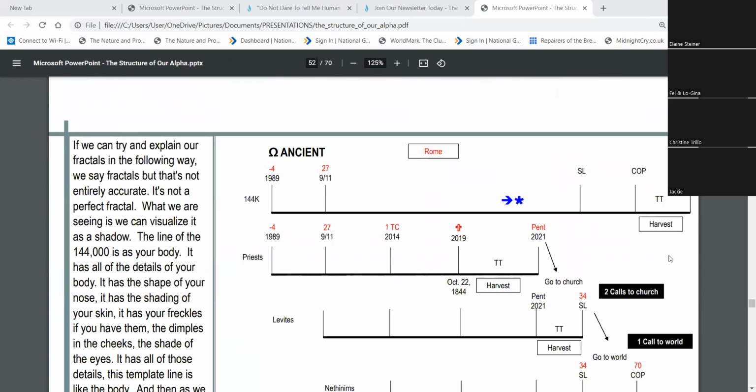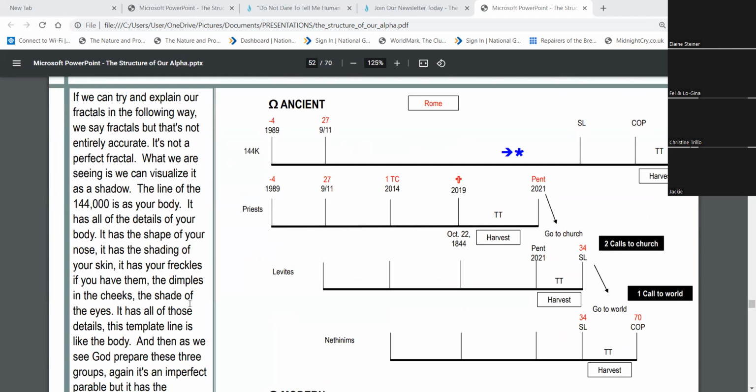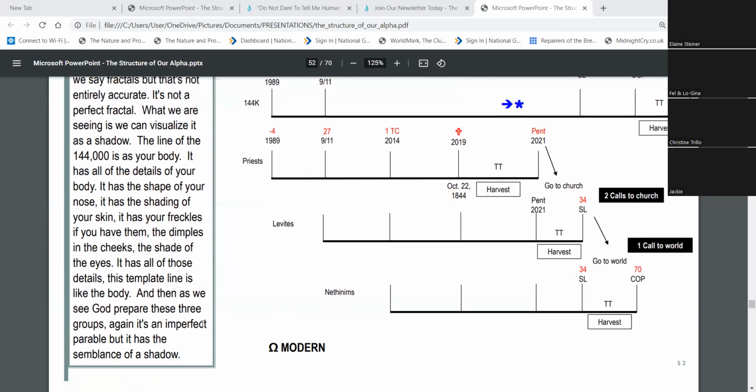If you can try and explain our fractals in the following way, we say fractals, but that's not entirely accurate. It's not a perfect fractal. What we're seeing is we can visualize it as a shadow. The line of 144,000 is your body. It has all the details of the body. It has the shape of the nose. It has the shading of your skin. It has your freckles, if you have them, the dimples in your cheeks, the shade of the eyes. It has all those details. This template line is like the body. And then as we see God prepare these three groups, again, it's an imperfect parable, but it has the semblance of a shadow.